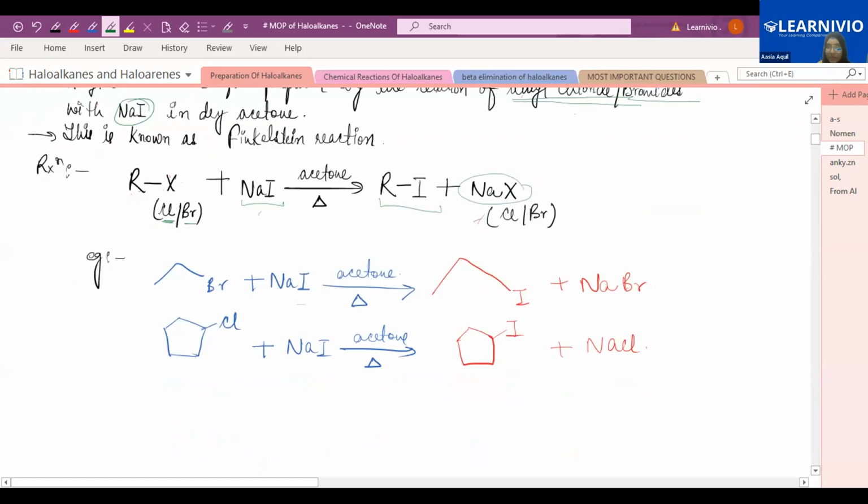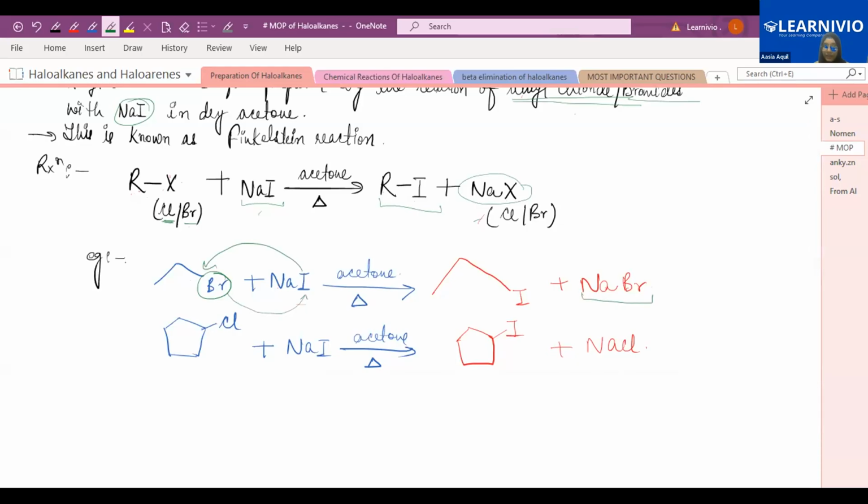Suppose there's an example: CH3CH2Br. When you treat it with sodium iodide, you just have to replace the halogen, because this is again a halogen exchange method. Bromine has been exchanged for iodine, so iodine attaches here. You will get the product alkyl iodide, and sodium bromide will be the byproduct.